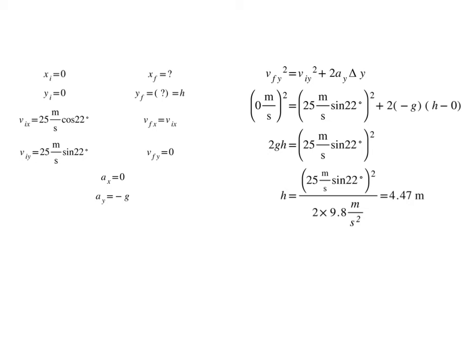Since we don't have the time, we might want to focus on the equation that doesn't use the time. That is the squared equation, and in vfy, vfy squared is viy squared plus 2 ay delta y. We end at 0. We started at 25 sine 22, which we then have to square. And then our acceleration is minus g, because it's g downward. And our change in y is h minus 0. So we could walk through all of this, and we find that the height is 4.47 meters.